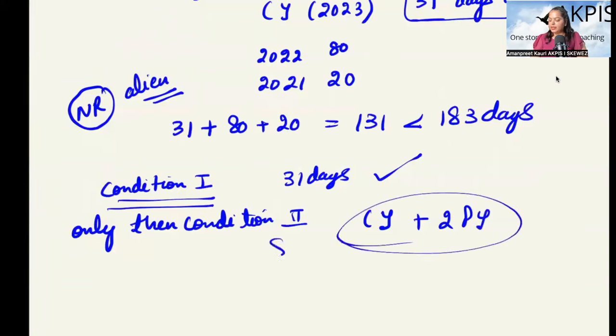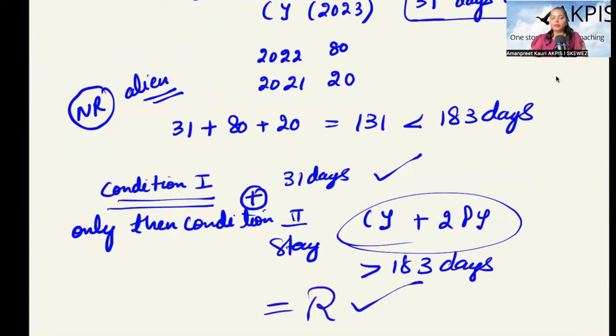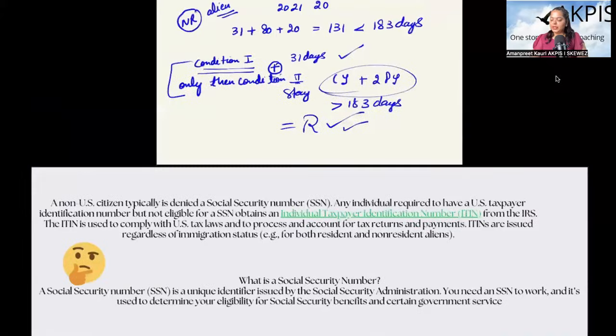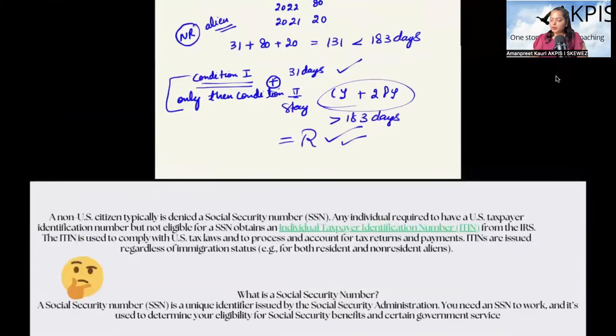Stay in the United States of America for more than 183 days. If this condition is also satisfied, after condition number 1 is satisfied, only then he will be a resident, otherwise non-resident. So if condition number 1 is not satisfied, you are not supposed to check condition number 2, right? And vice versa. That means both conditions need to be satisfied for a person to be referred to as a resident alien. And if he is a resident alien, he's supposed to pay tax on his entire worldwide income. So this is what we discussed so far.